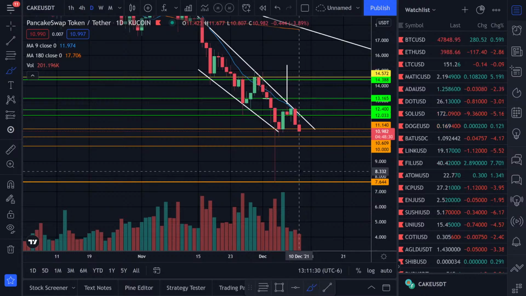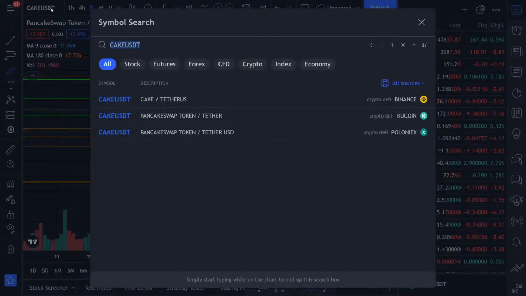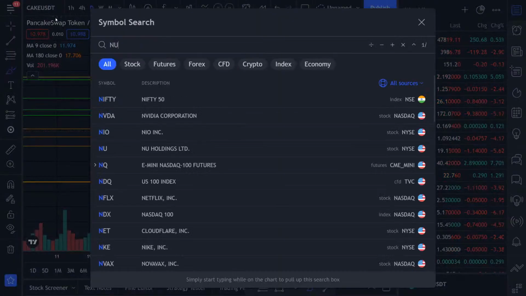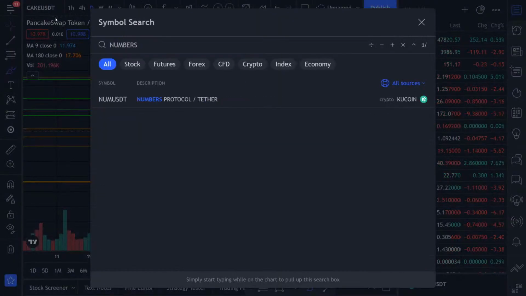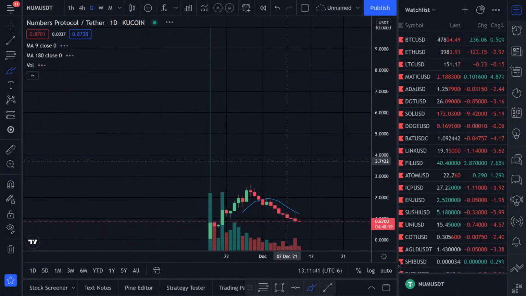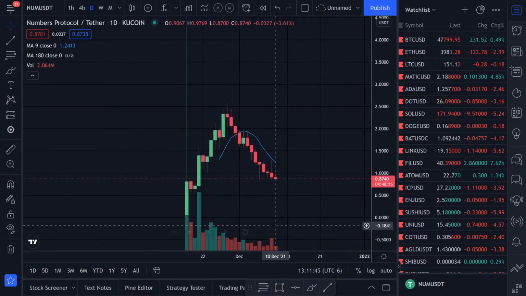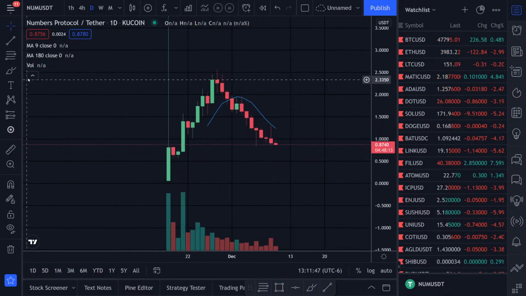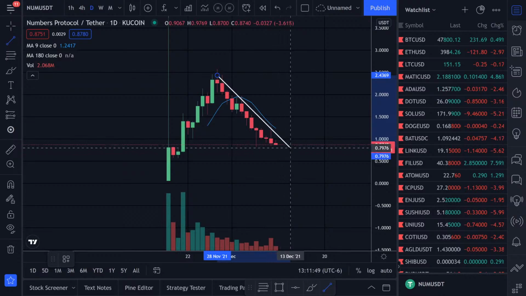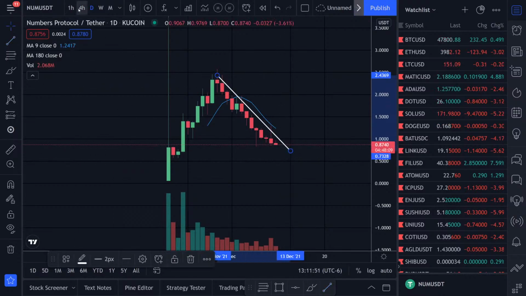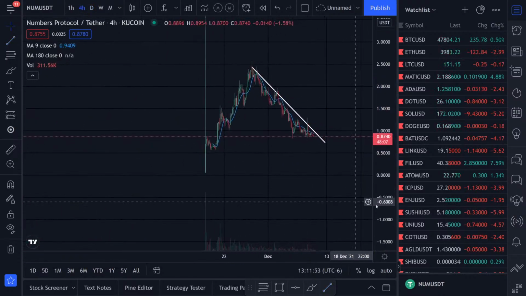You heard of VVS Finance and Numbers Protocol? Numbers Protocol? What is that, a chart? Okay, Numbers Protocol. Whew. That one looks like it's trending to the downside. That has a big downtrend. Let's go to the 4-hour. This is on KuCoin.